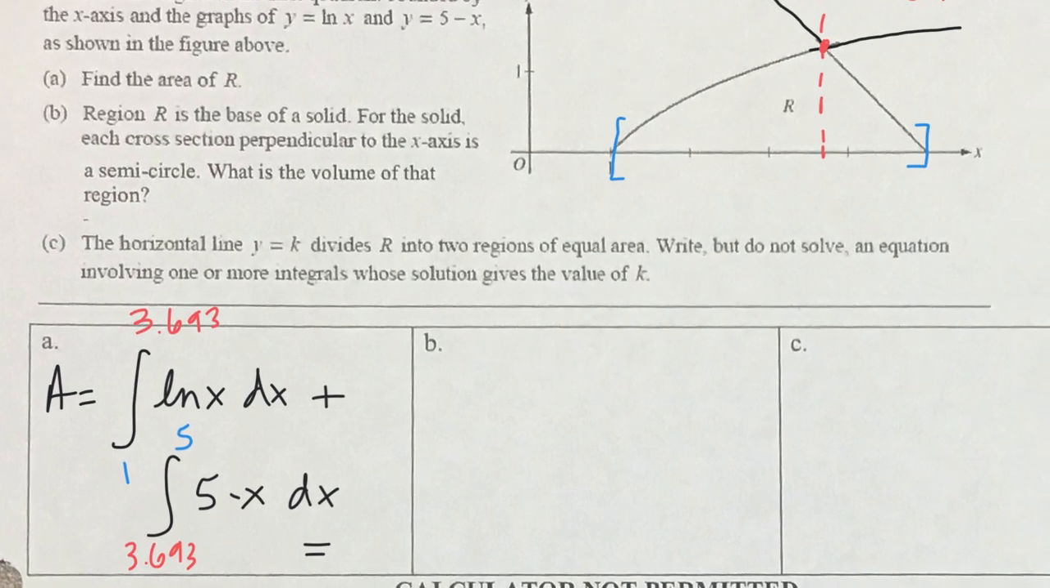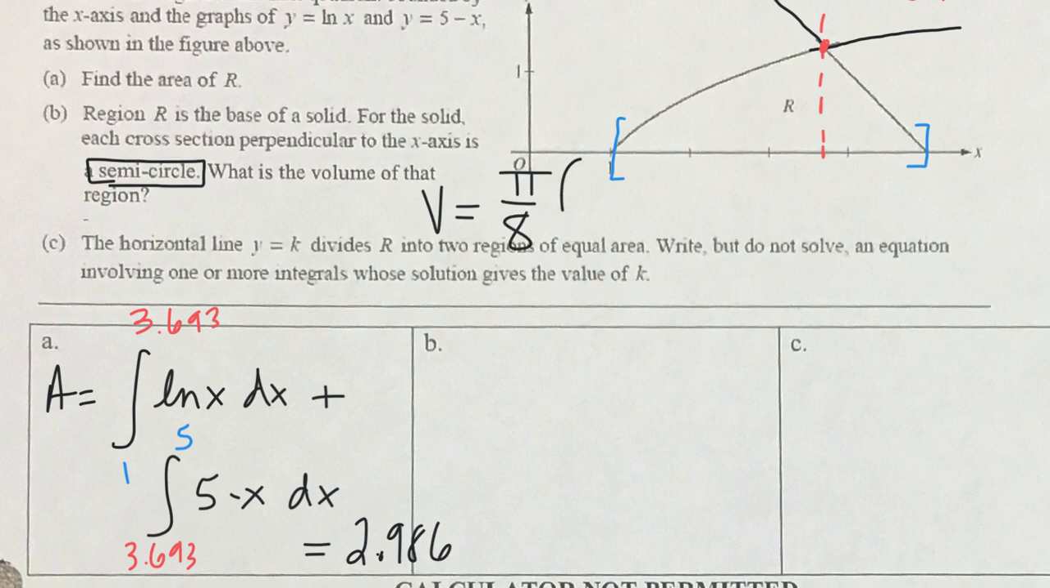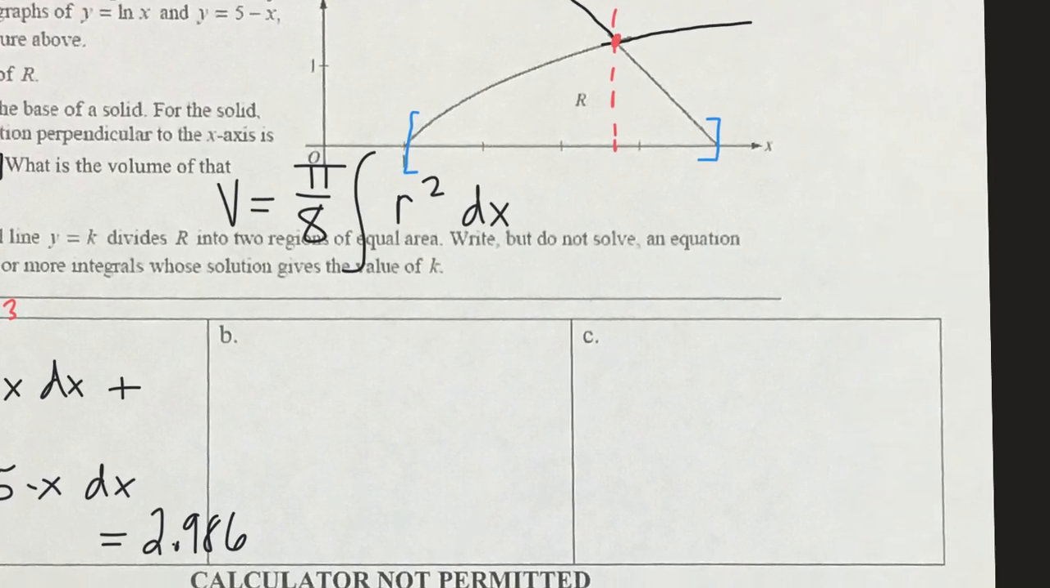Okay, part B says rotate it. The cross section is a semicircle. So we're making semicircles. What was it? It was pi over 8 as the coefficient. Pi over 8 was the coefficient for the volume solved by semicircles.